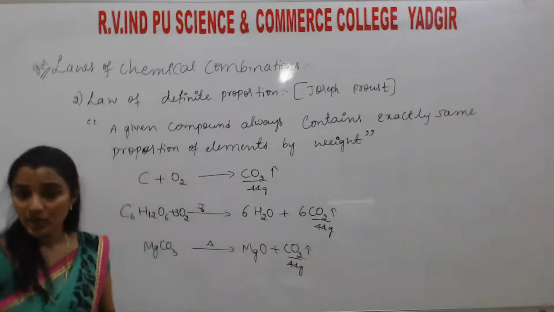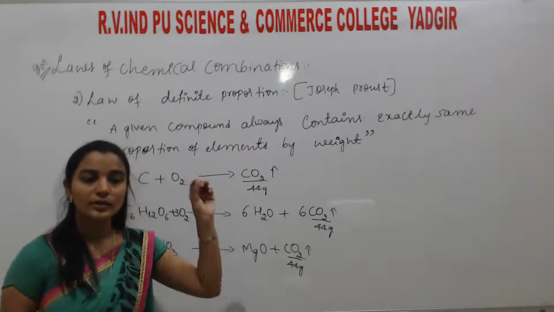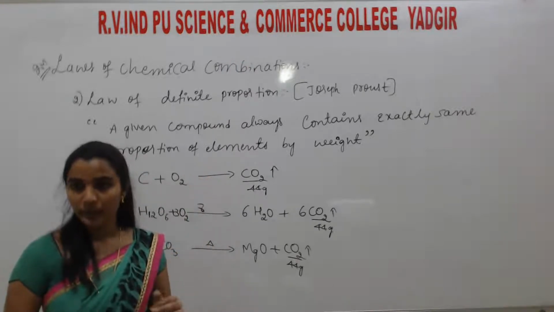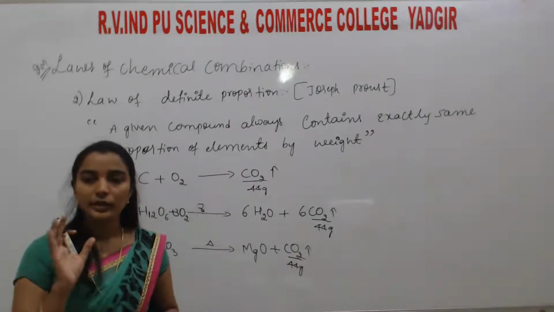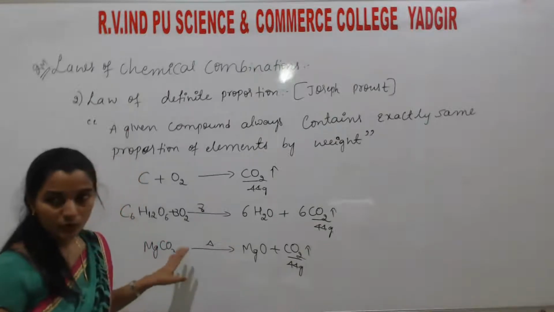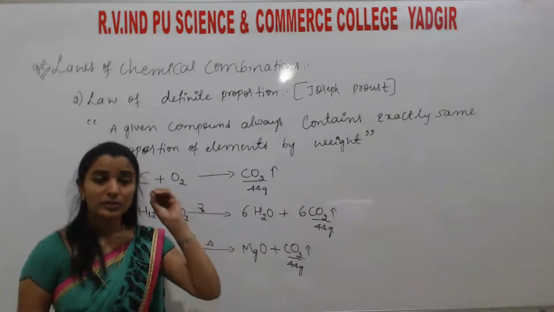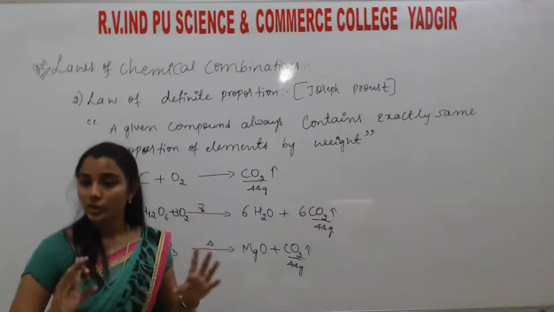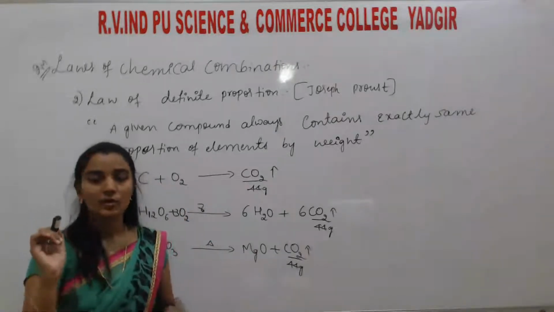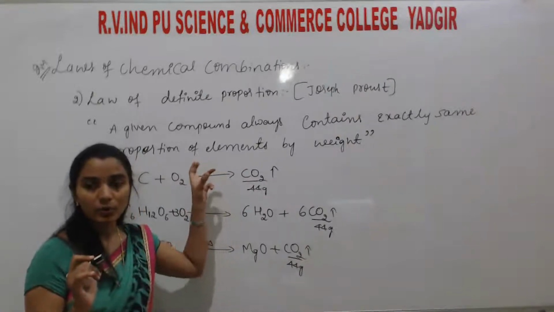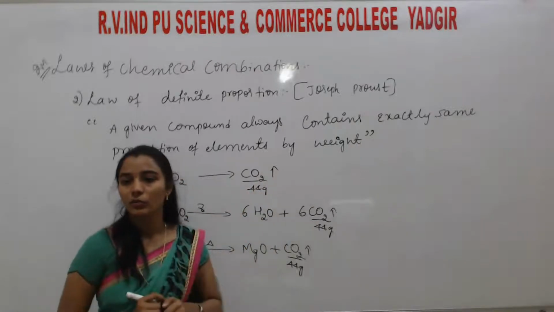No matter from which reaction it is derived, if CO2 is there, its molecular mass is always 44 only. If H2O is there, its molecular mass is always 18 only. If CaCO3 is there, its molecular mass is always 100 only. Whether it is derived from any reaction, we don't bother. A particular compound always consists of exactly the same proportion of elements by weight. CO2 always means 44 gram only.